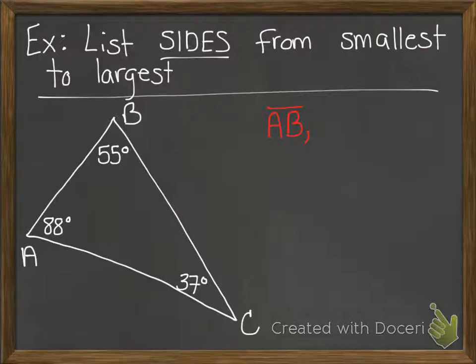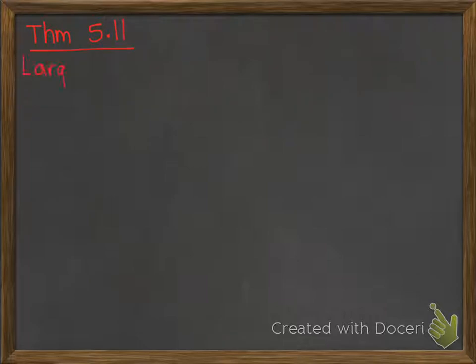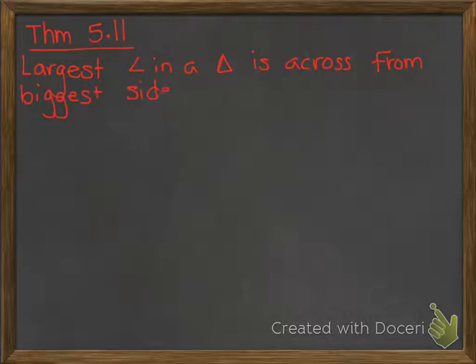Then I'm going to look at my medium size angle, which is 55, and across from 55 is AC, so AC is my next biggest side. And then my biggest side is going to be across from my biggest angle, which here is 88. So across from angle A is BC. All right, so you got a few questions like that on your test, so make sure you know how to deal with those. Now we have theorem 5.11, which is basically the converse. So again, you need to know these exist, but you don't need to be able to call on them by name.